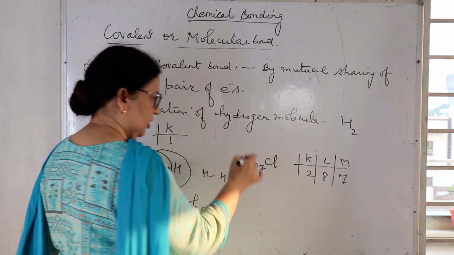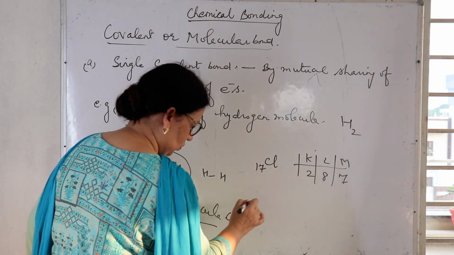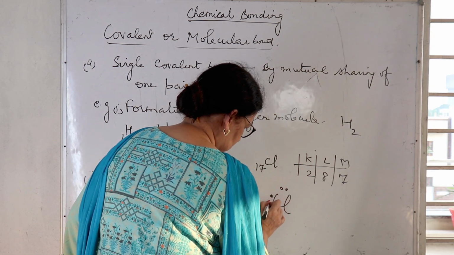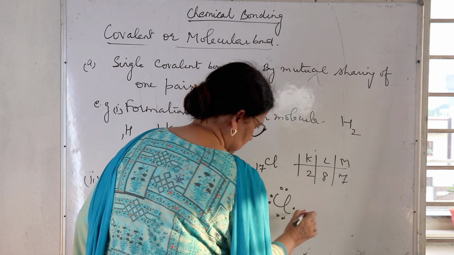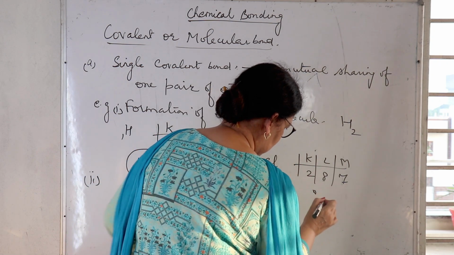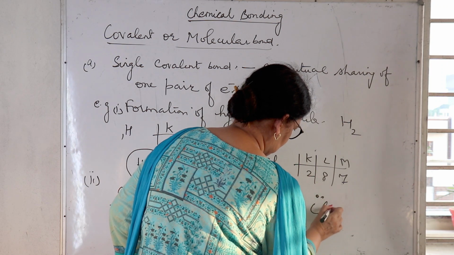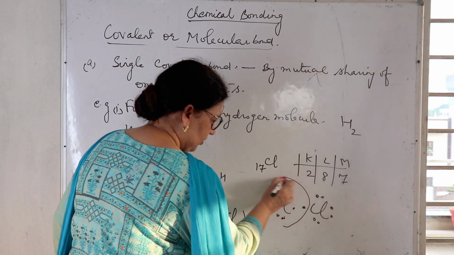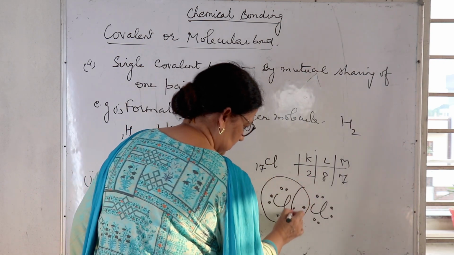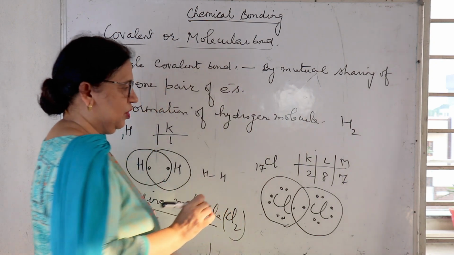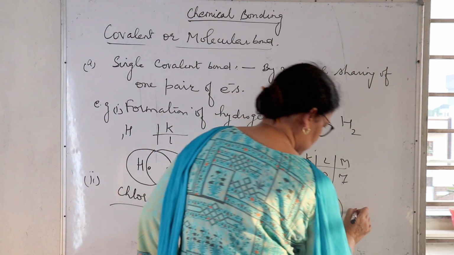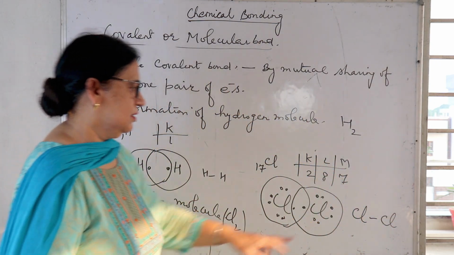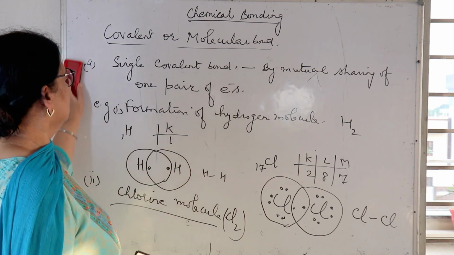So that is shared with the other chlorine, that is Cl2, and one chlorine that is having 7 electrons, another one is also having 7 electrons, one electron they share with each other because they have shared only 1 electron. So chlorine single. This is single covalent bond.